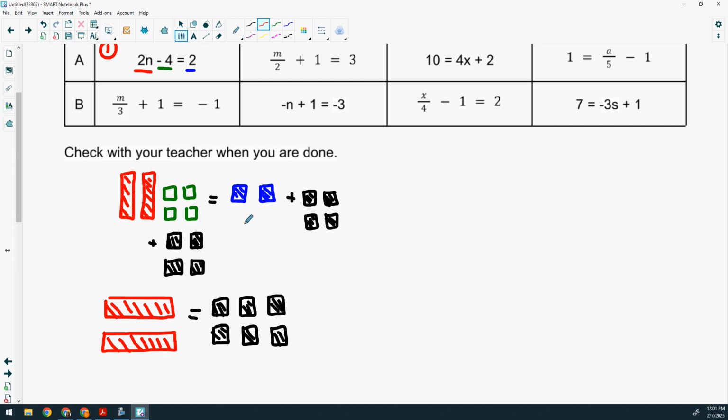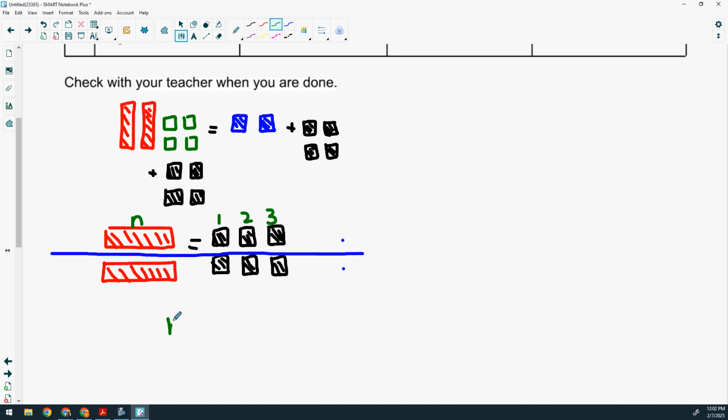Now I haven't solved it yet because I need to know the value of a single n. So using algebra tiles, I can now divide by drawing a line right through, and that line is going to represent division. Look at this, what do I have? Well, this represents n. So n is equal to 3. 1, 2, 3. N equals 3.